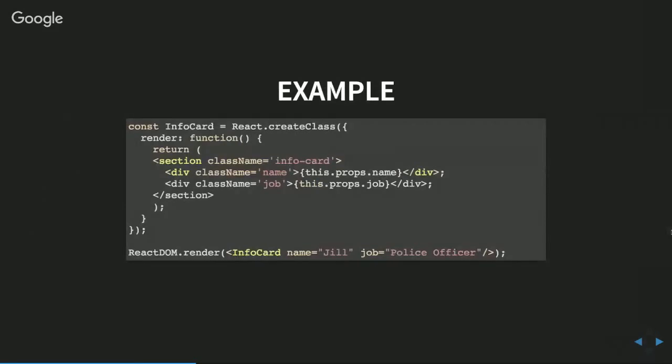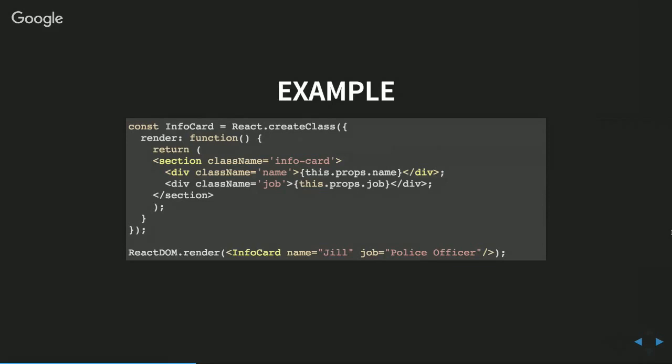So here's an example of a React component. Let's just dive right in, right? So here we're creating an info card, right? So we use React's factory method called createClass. And what this will do is we pass in a list of functions, in this case render, and then it'll wrap it in a React component. And then down at the bottom, we render it out using React DOM.